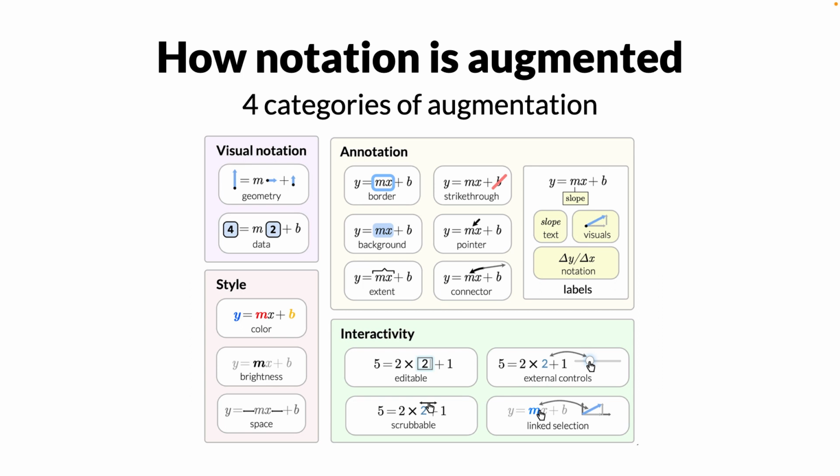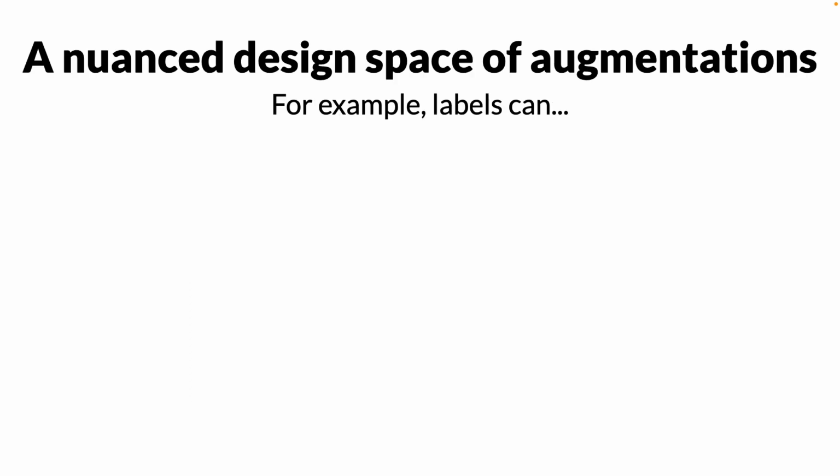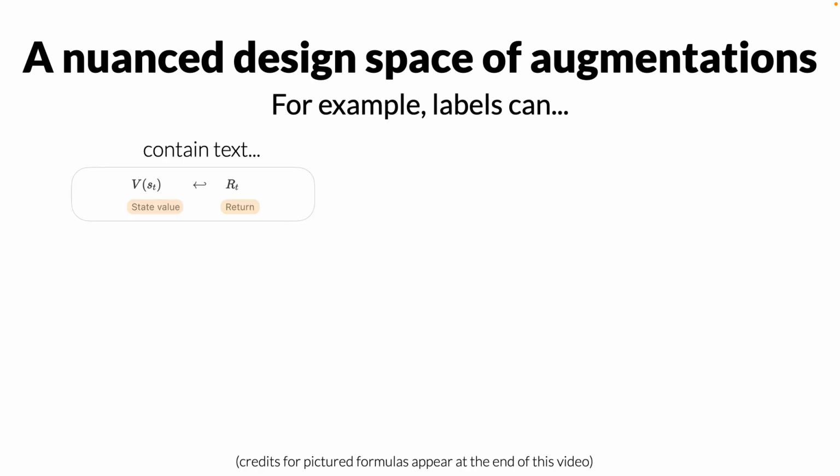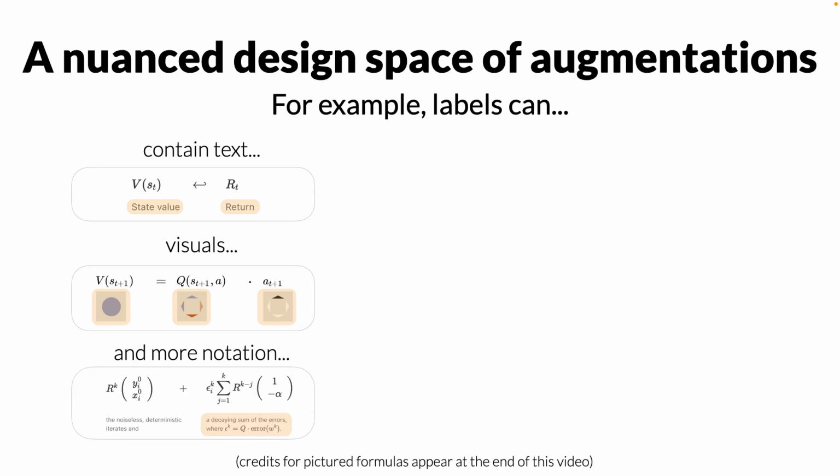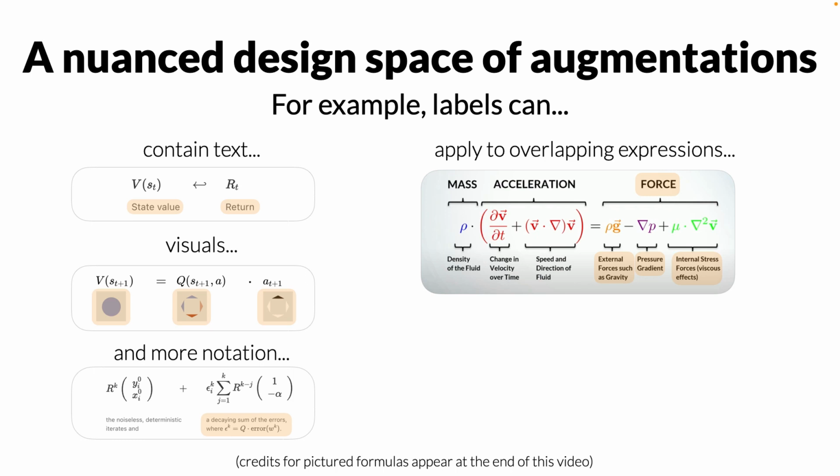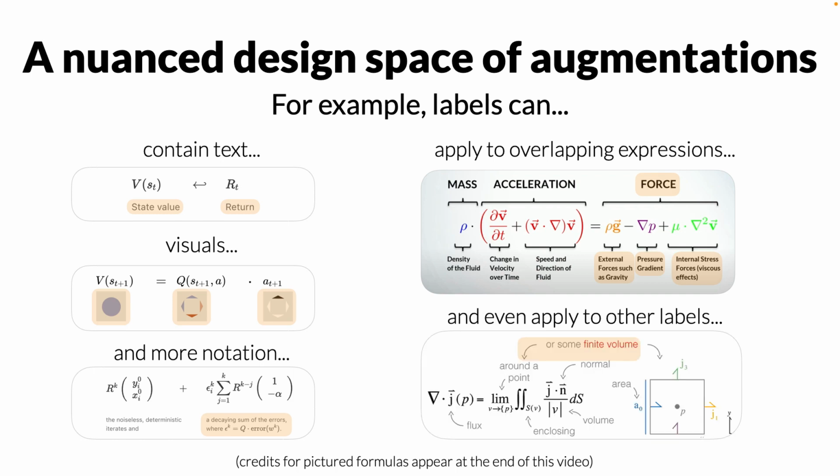The design space of some of the augmentations could be rather complex. For instance, consider labels. In the documents we analyzed, labels could contain text, visuals, and additional notation. Furthermore, sometimes labels applied to overlapping expressions, explaining the same notation at multiple levels of detail. Or they applied to other labels, rather than just mathematical expressions. Nuanced design alternatives like these were present for many of the kinds of augmentations, and we describe them at length in our paper.